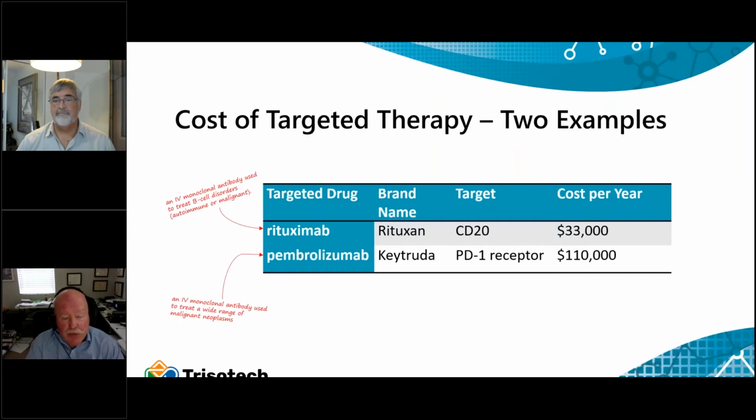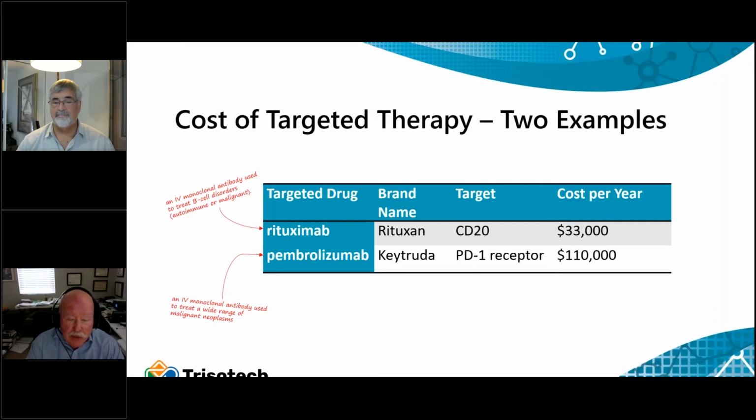And here are two examples of targeted therapy. One is rituximab, known as Rituxan, which targets the CD20 protein on the surface of B-cell lymphocytes. When this binds, the cell becomes attractive to host defenses, and the B cells are removed, and as a result, antibody production is reduced, or malignant B cells are removed. This costs, at list price, at least around $30,000 a year.